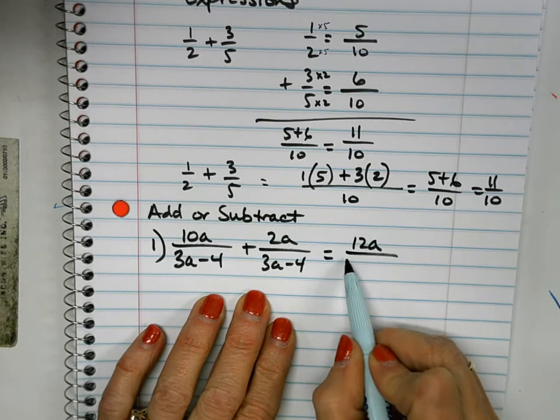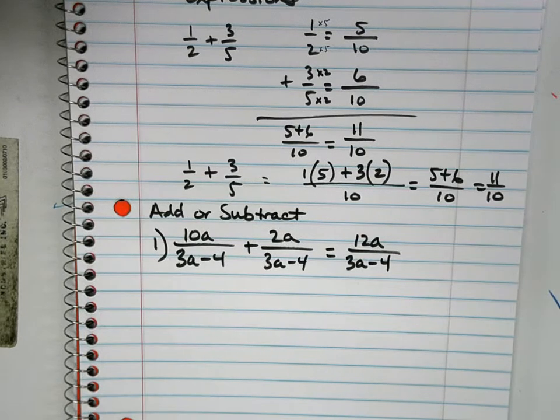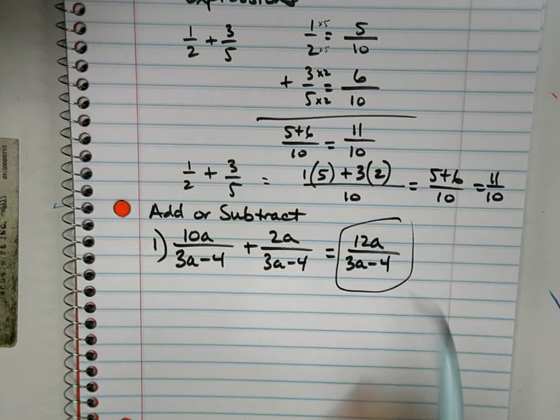12a over 3a minus 4. Can I cancel the 3a and the 12a? No. That 3a and the minus 4 are tied together. You have to cancel the whole thing. All right, that's it then. That's just your answer. Just add the top.